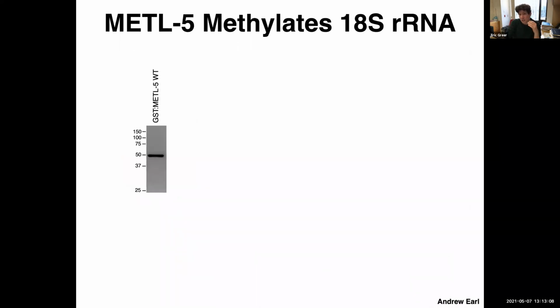To test to see whether METL-5 was directly methylating this residue, we GST tagged and bacterially purified this protein, and then incubated it with 18S, which we had purified from METL-5 mutant worms, so it was devoid of methylation at this particular residue, and used deuterated methyl SAM as our methyl donor, and then performed high-performance liquid chromatography coupled with mass spectrometry to try and quantify changes in methylation.